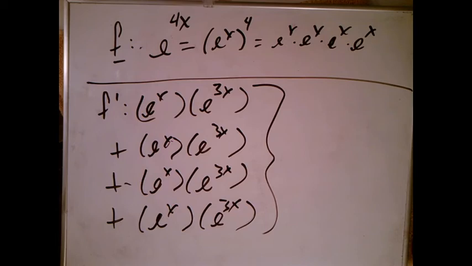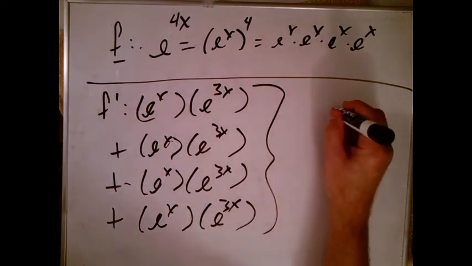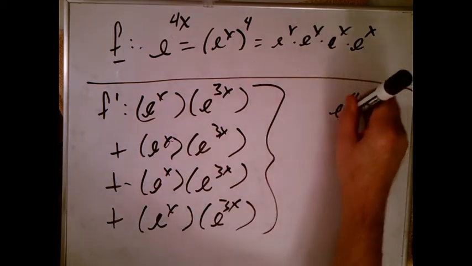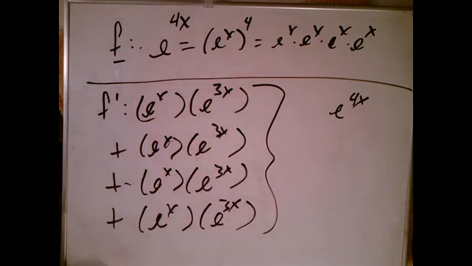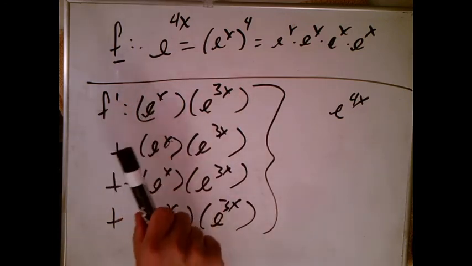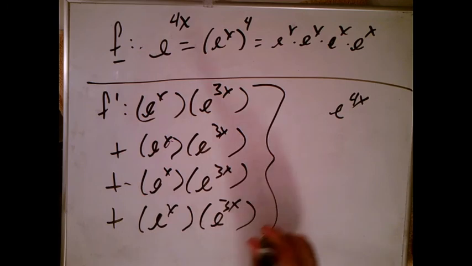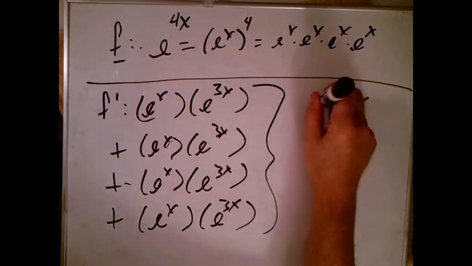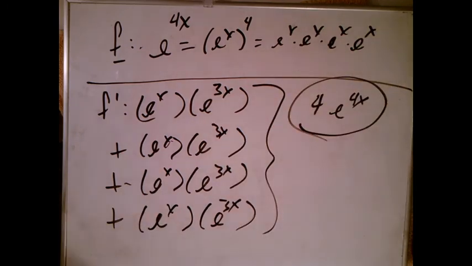What I'm really doing here is adding e to the 4x, because e to the x times e to the 3x, 4 different times. So it's e to the 4x plus e to the 4x plus e to the 4x plus e to the 4x, and we get as an answer something that's not so bad, right? Ta-da! All we did was rewrite and use the product rule. Happy with that.